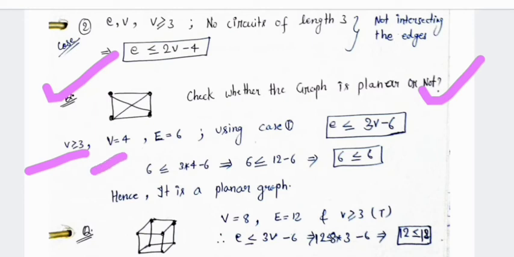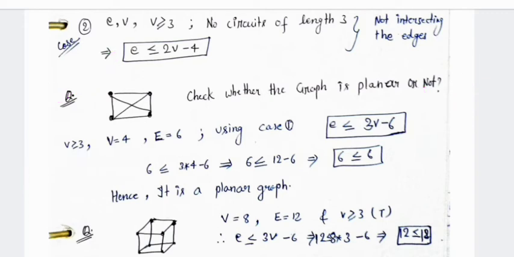Now using the first case, because the edges are intersecting each other, e is less than or equal to 3v minus 6. After putting in the values, we get 6 is less than or equal to 6, so this satisfies the equation. So we say that this graph is a planar graph.